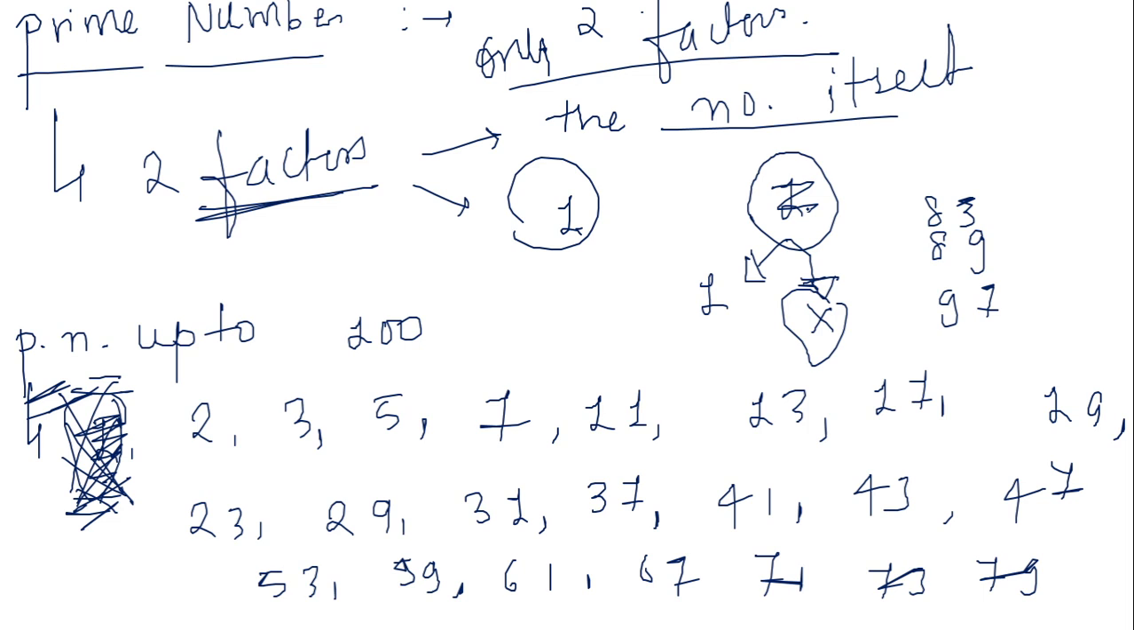So this was again something really basic. A question can be asked directly: how many prime numbers are there up to 100? We must know this fact, that there are 25 prime numbers up to 100. So, how many prime numbers are there between 1 and 100? This can clearly be asked in the examination. So we must know that there are 25 prime numbers from 1 to 100. I hope you have understood the concept of prime numbers.